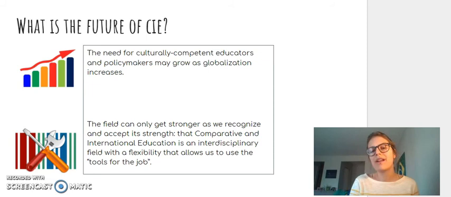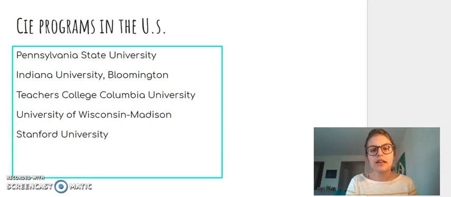As I mentioned before, comparative and international education is often portrayed as a haphazard pile of theories and methods applied to international education that must find its own unique approach. But on the contrary, what makes the field unique is its flexibility in using the tools for the job, right? By reframing the narrative of comparative and international education, the field becomes an asset rather than some confused pile of theories. But if you're interested in a CIE program, I recommend checking out these schools.